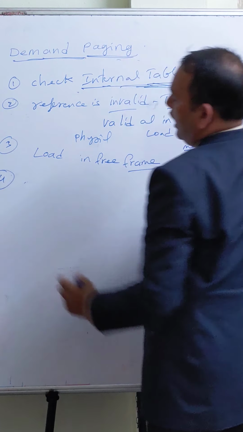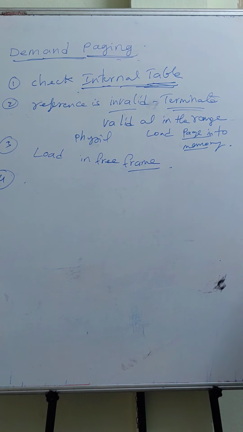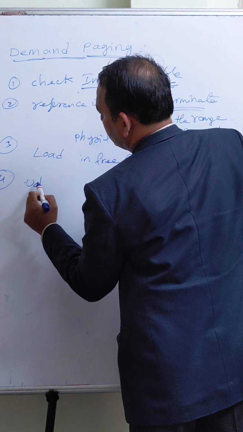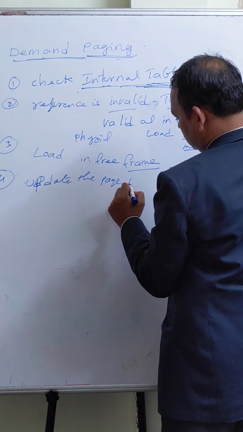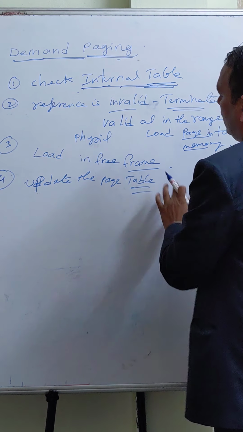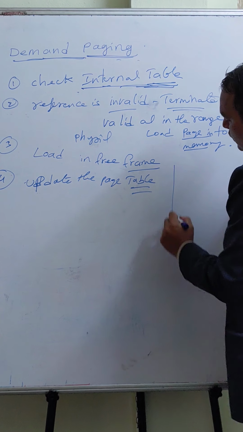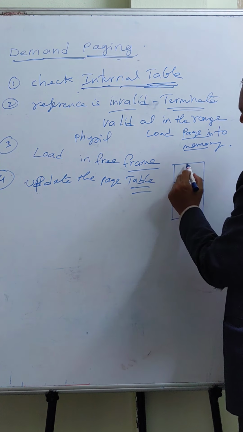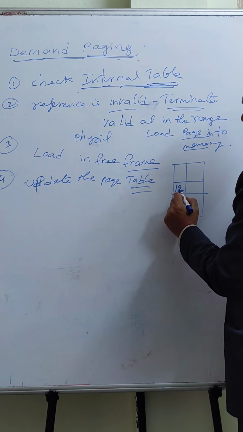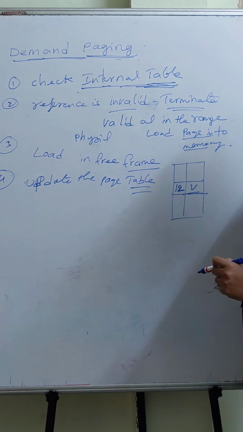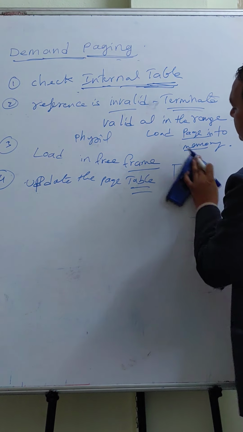Okay. After loading into the free frame, we need to, my dear friends, update the page table. Update the page table. After loading into the frame, what do we have to do? Page table. So we have seen that frame number 12 is now valid. In the previous example, we have seen that. Okay. Update the page table.